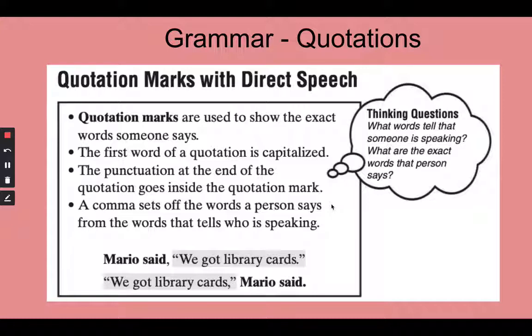As we read dialogue and quotations, it is important to think to yourself, what words tell me that someone is speaking? What are the exact words that person is saying? We can learn a lot from the author's choice of words. Did they use said, yelled, exclaimed, whispered, asked, wondered? There are many clues and ways to add details by using quotations. Let's look at more examples.